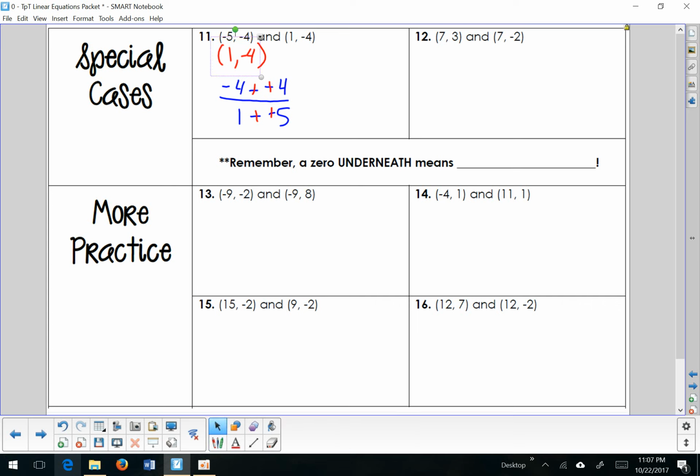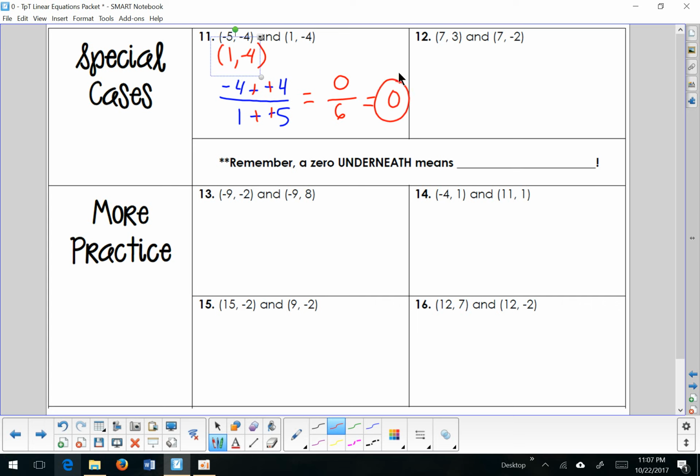So let's see. I have negative 4 plus 4, and that actually gives me a 0. And then I have 1 plus 5, which is 6. But if I have nothing and I want to split it into 6 groups, then I've got nothing, nothing, nothing, nothing, nothing, nothing. So the answer is 0.